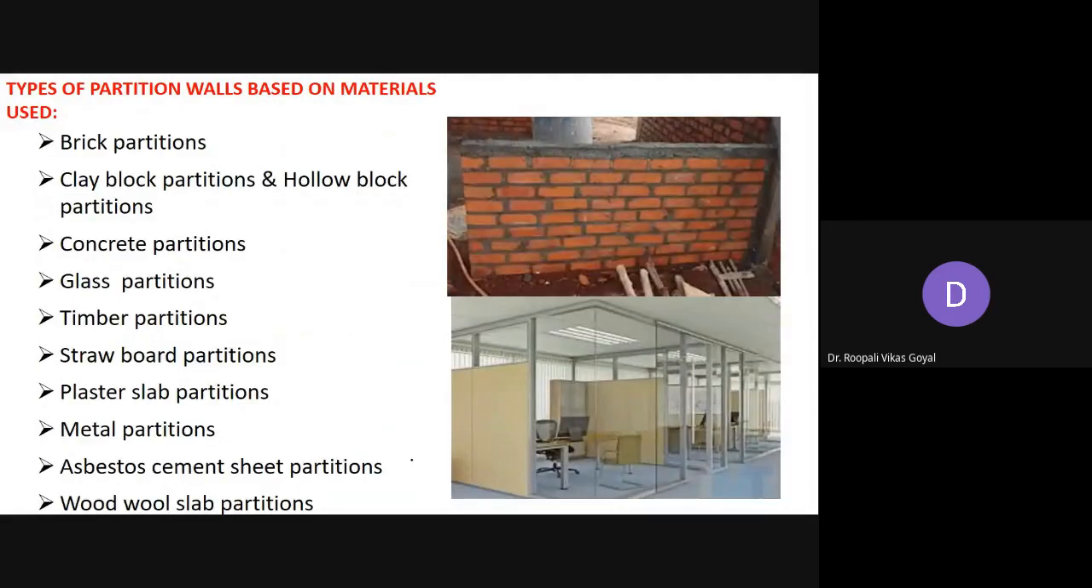Now these are the different types of partition walls which are possible, and this classification is based on the materials used for the construction of the partition wall. A very common kind of partition wall that you know is the brick partition. Normally it's a half brick thick partition wall that we construct. But apart from that, you can utilize clay block partition or hollow block partition. So solid block or hollow block can be used. Then concrete partition is also widely used.